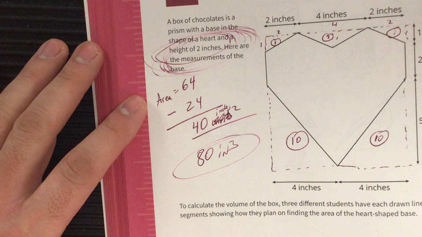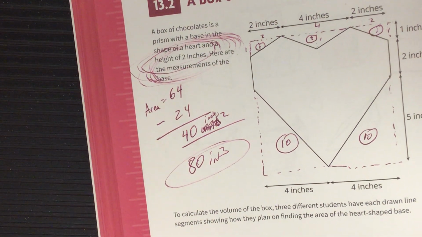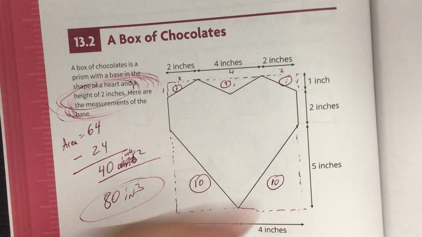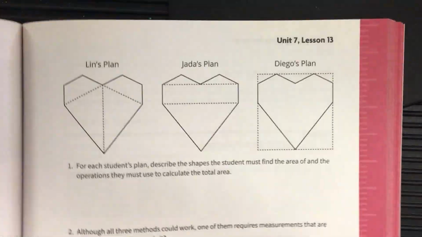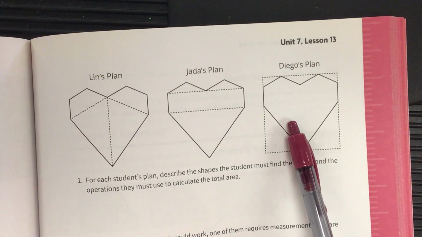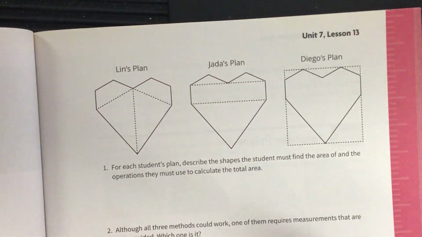80 inches cubed. Again, area of the base times the height. You just did that on the warm-up. Volume doesn't change no matter what the shape, even if you have a heart box. Area of the base times the height. How you get there doesn't matter, but you have to get the area of the base right. If the area of the base is wrong, you can't get the next one correct.